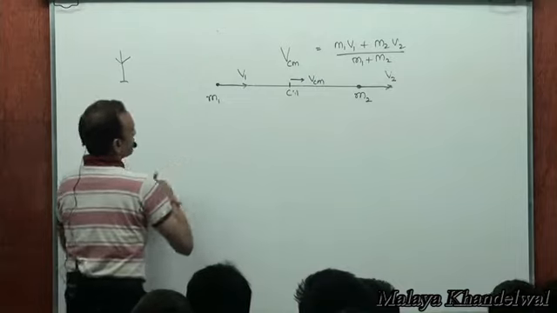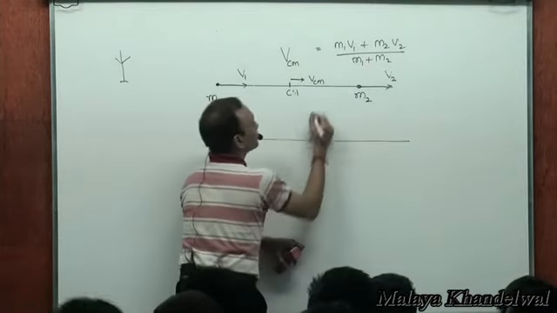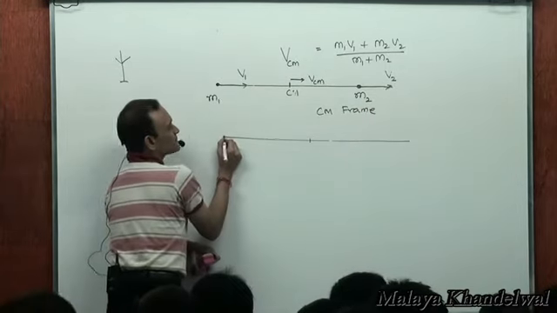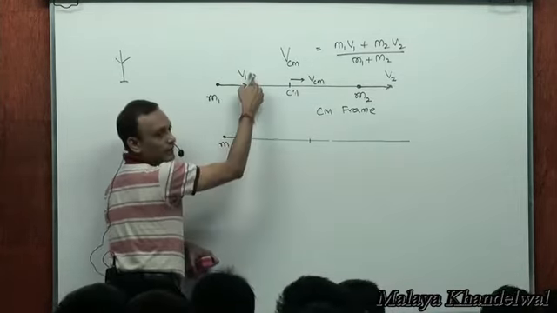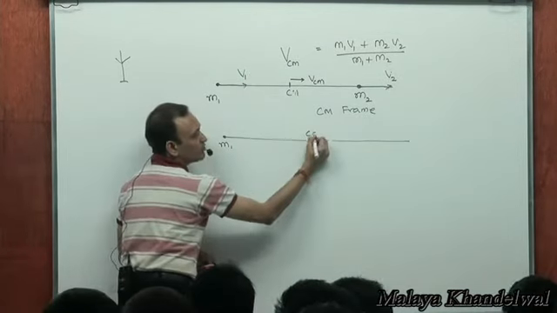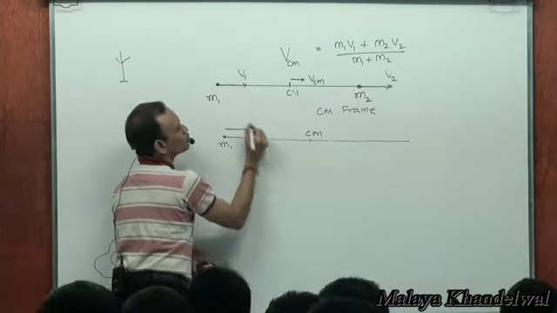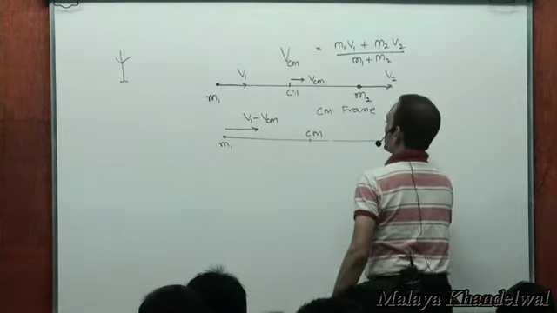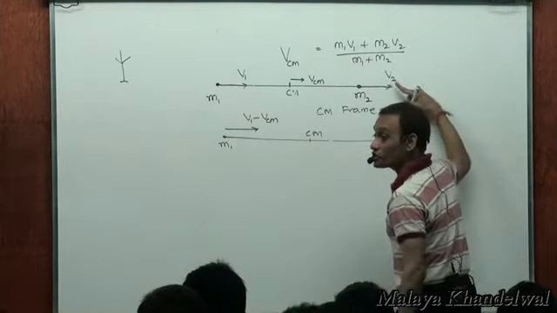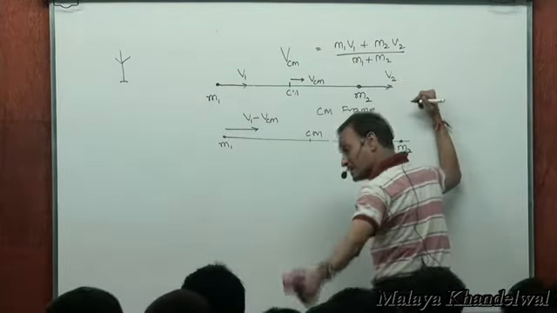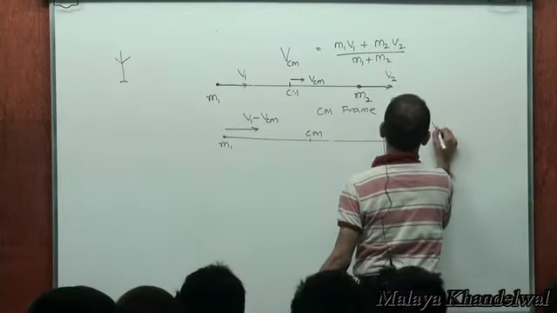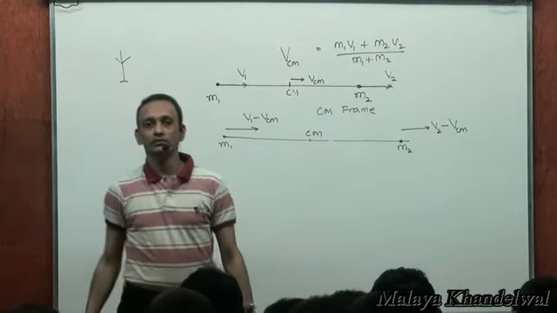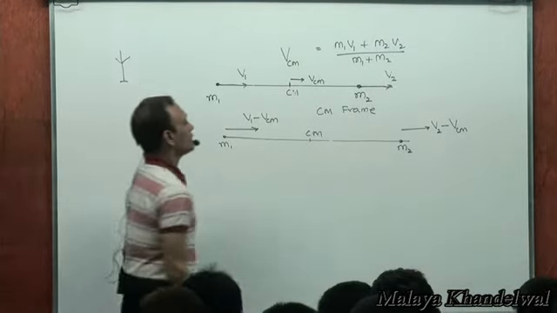So, in the center of mass frame, the velocity of m1 will not be reported as v1. In the center of mass observer frame, it's going to be v1 minus vcm. This is mass m2. Again, it will not have a velocity v2. It's going to have a velocity v2 minus vcm. Right?